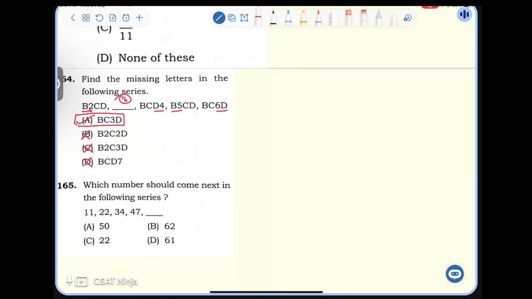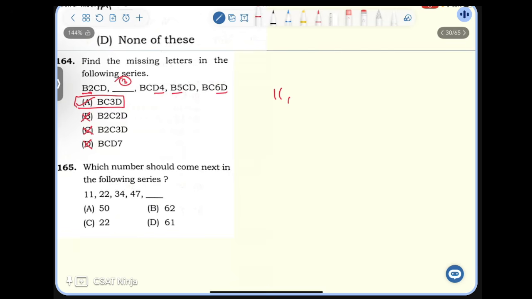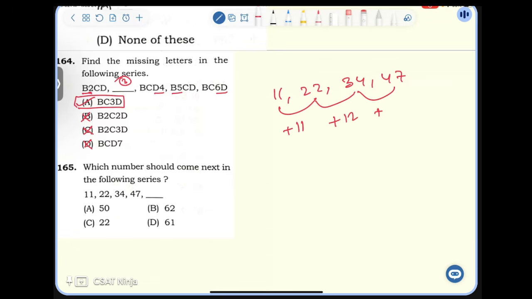Next is 65. Let's try this. It's a number series. 11, 22, 34, and 47. There's no multiplication there because the first number is 11 and the last number is 47. Let's check plus here. 11 plus how much is 22? Plus 11. 22 plus how much is 34? Plus 12. Again, plus 13. Next is plus 14. We have plus 11, plus 12, plus 13, and plus 14. 47 plus 14: 7 plus 4 is 11, it will end by 1. So the answer is 61. Yes, that's correct.